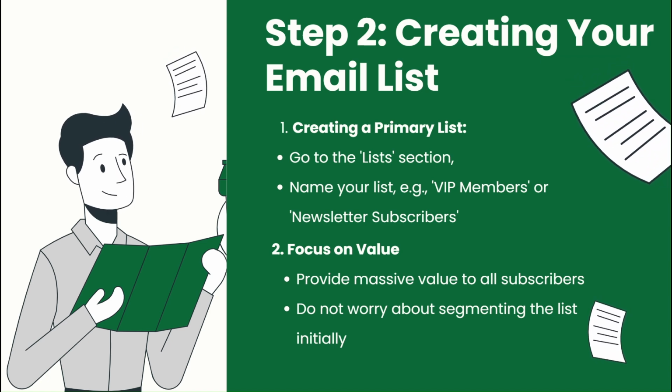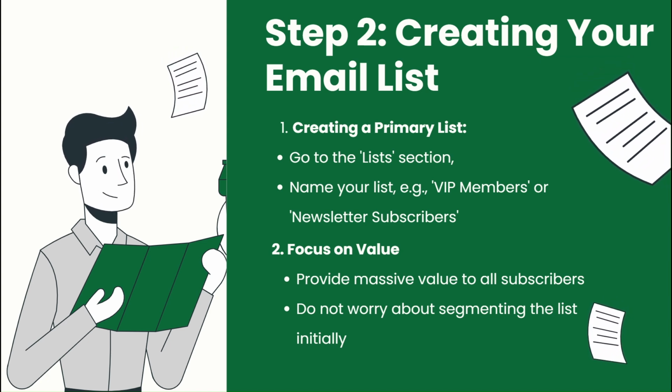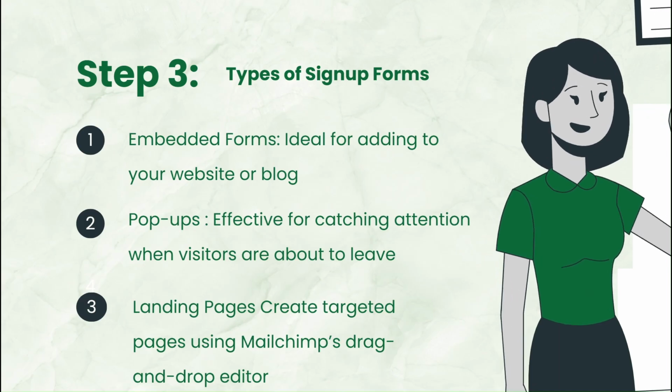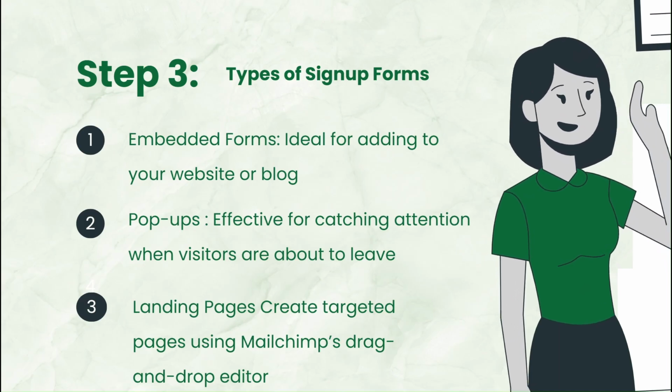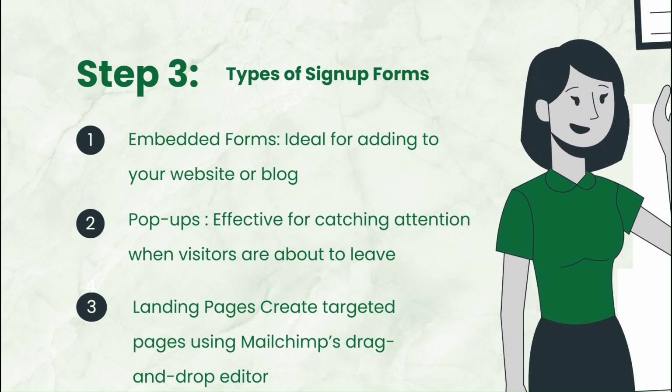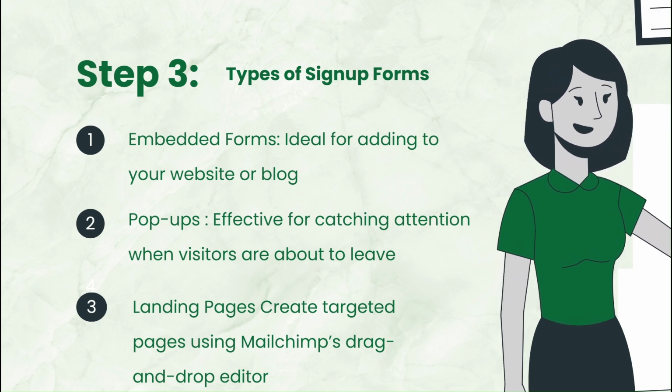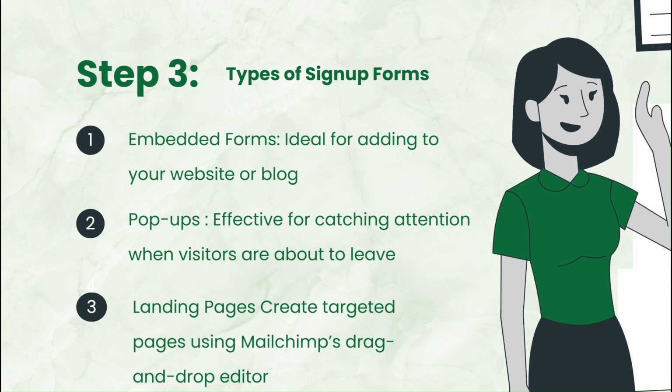Step 2. Create your email list. Your email list is your foundation. Under the List section, create a primary list, something like VIP members or newsletter subscribers. Don't worry about segmenting your list just yet. Focus on providing massive value to all your subscribers as you grow your list.